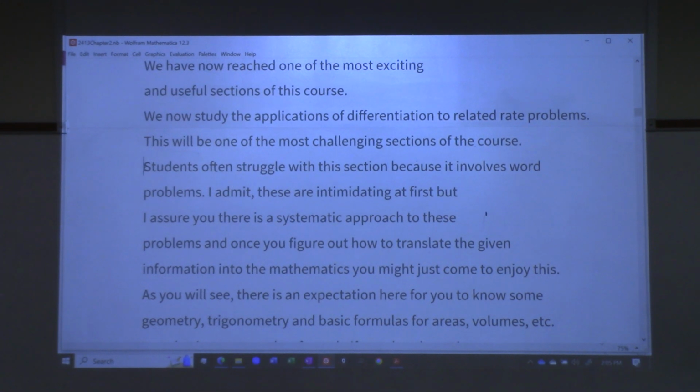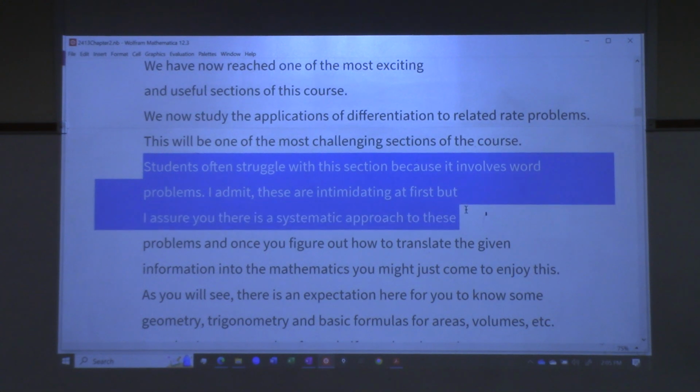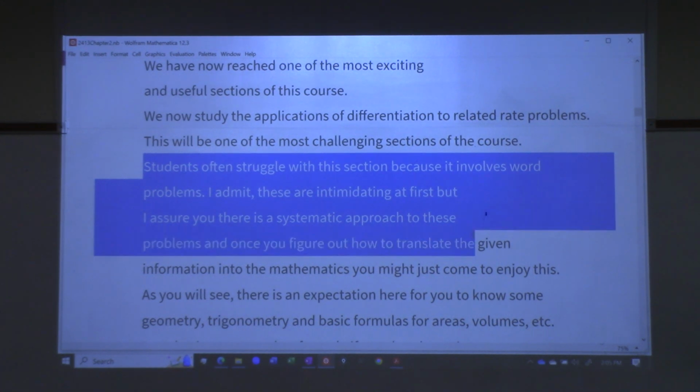All right, students struggle in this section because it involves word problems. These are intimidating, I understand that, but I assure you there is some systematic approach that we can take to these problems, all right? It's not going to be cookie cutter, every problem done the same way, but there's at least some sort of format that we can try and follow. The big thing is, once we figure out how to translate the problem into the math, then the math part of it, the differentiation, is the easy part.